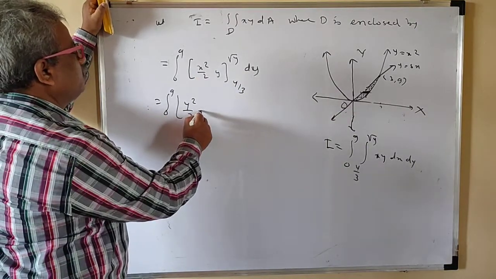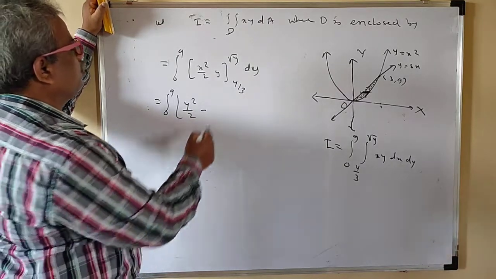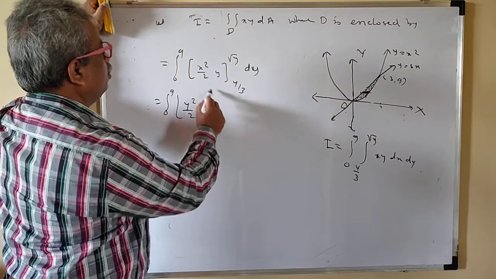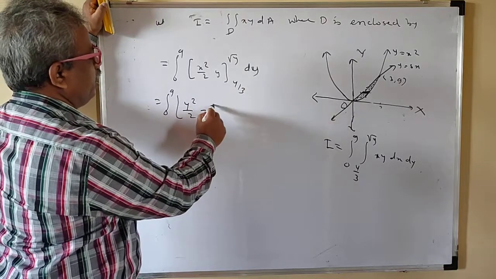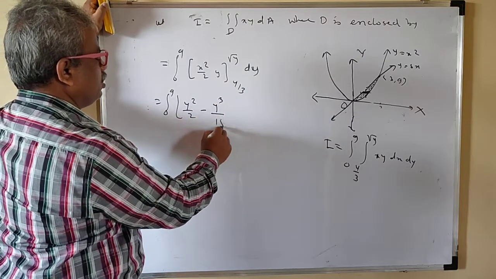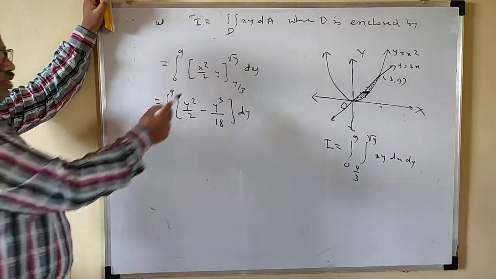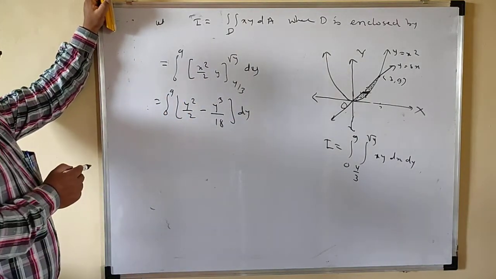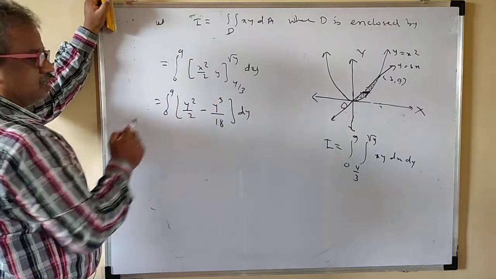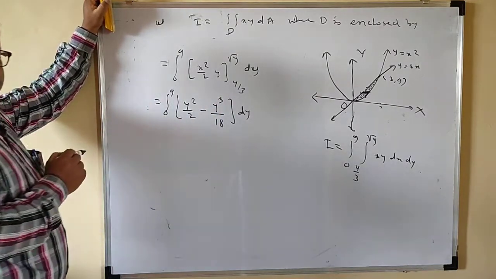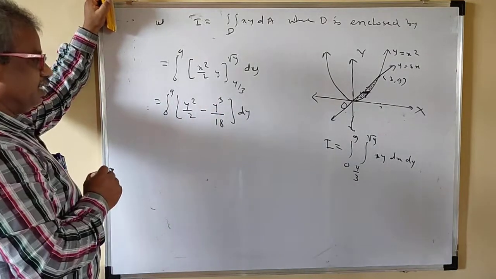Minus, we have to put y cube. This is x square, y cube by 9, so this is 18, and this is dy. Because y square into y is y cube, and this is 3 square, which is 9, and upon 2 is there. So 9 times 2 is 18 there.